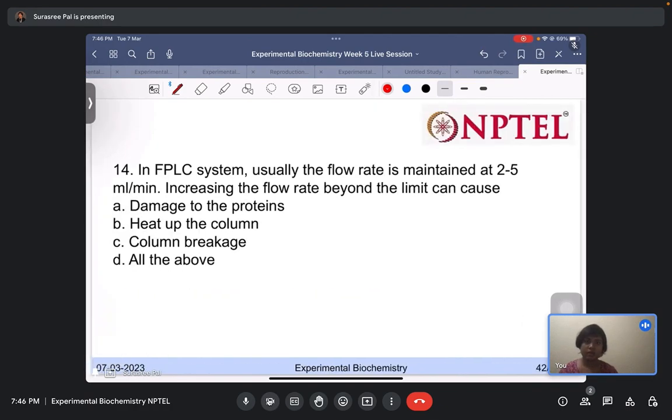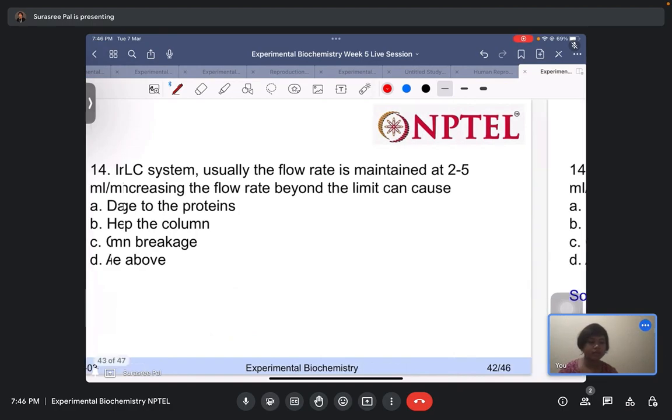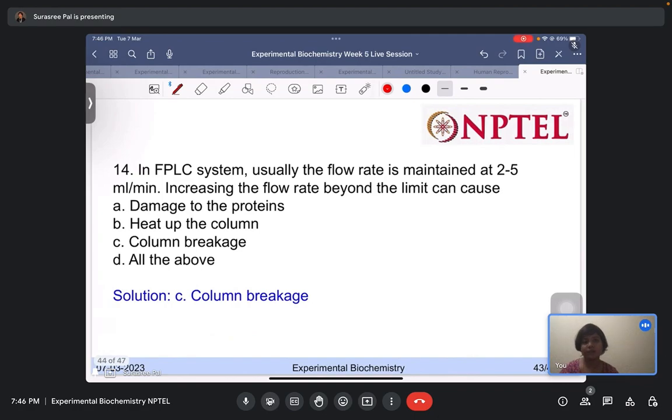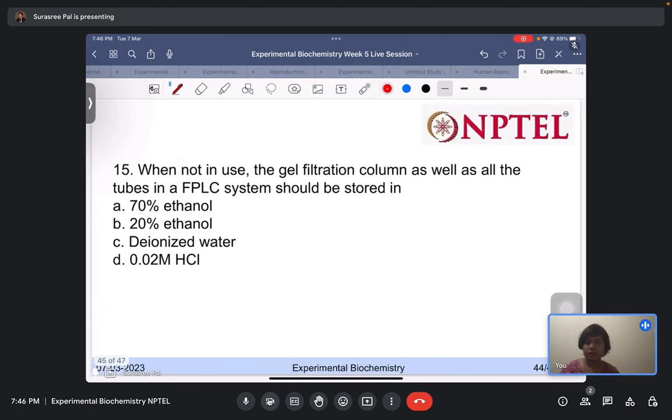Next question. In an FPLC system, the flow rate is maintained at 2 to 5 ml per minute. What if we increase the flow rate? If the flow rate is increased, it will lead to breakage of the column. So the correct answer is C, column breakage. And the last question for today.